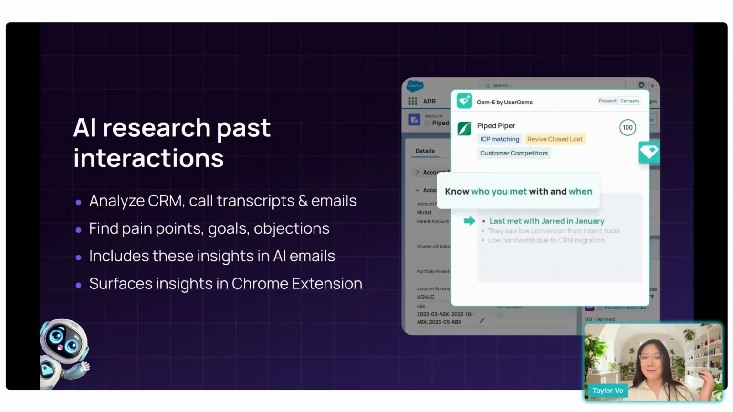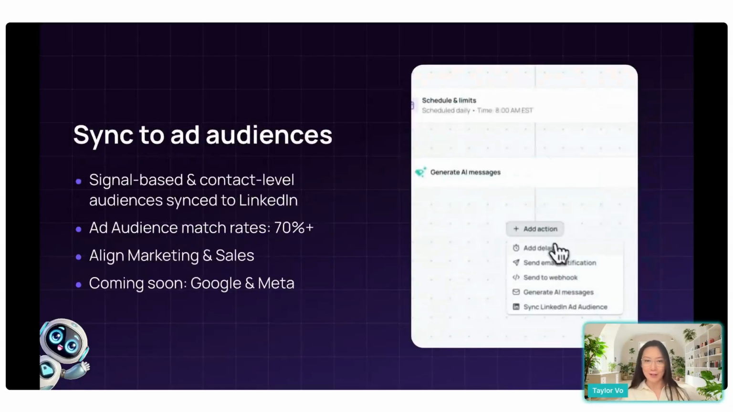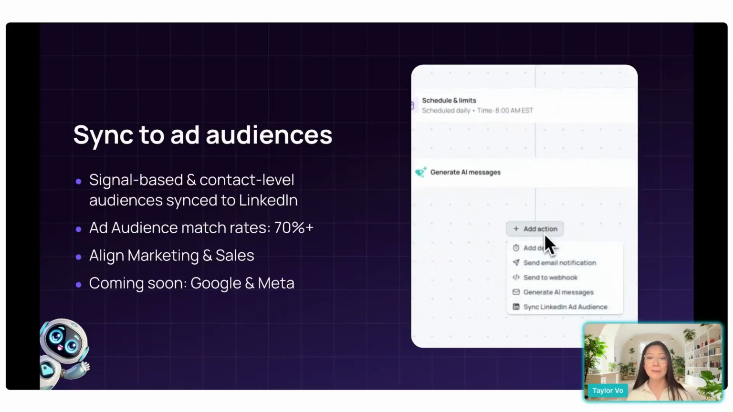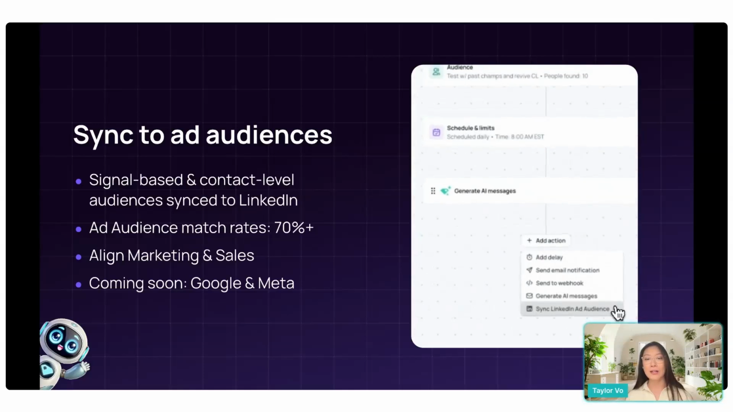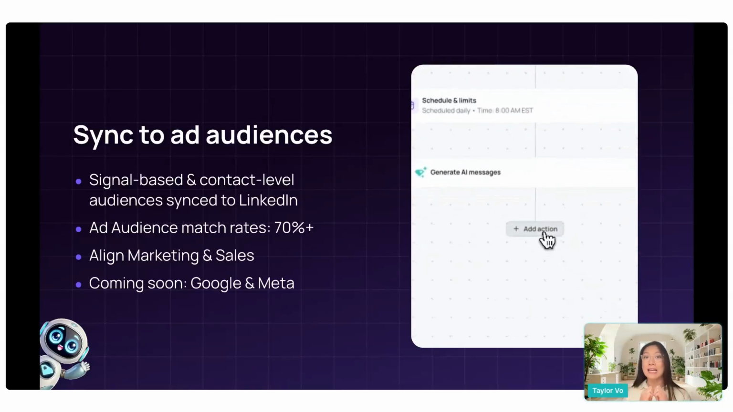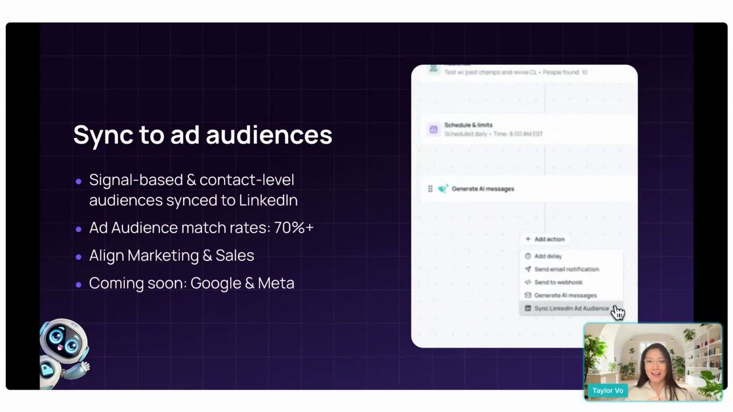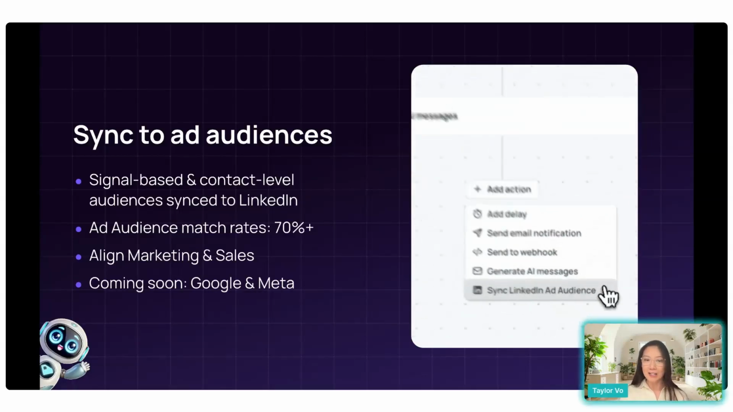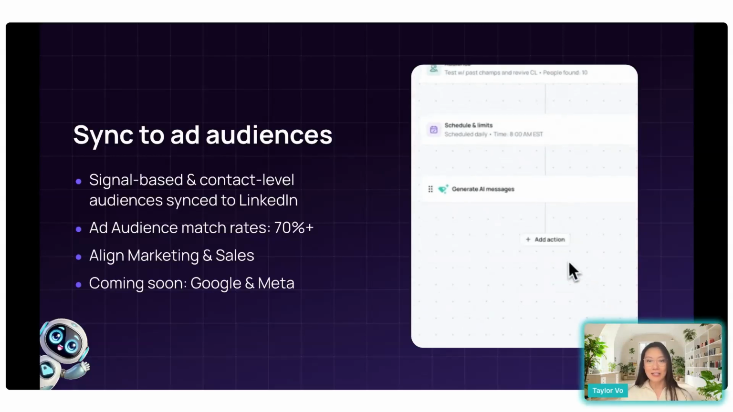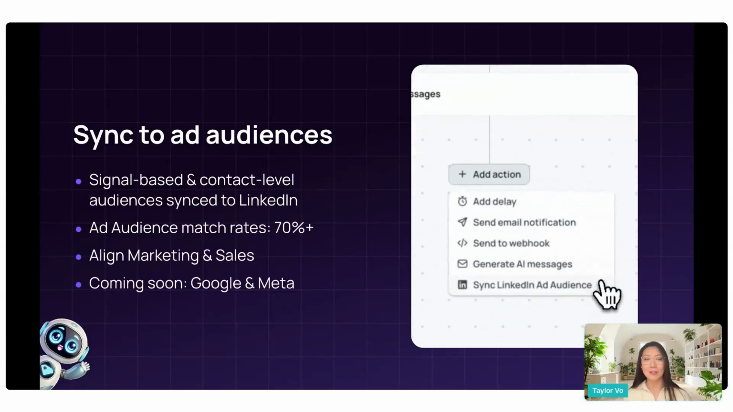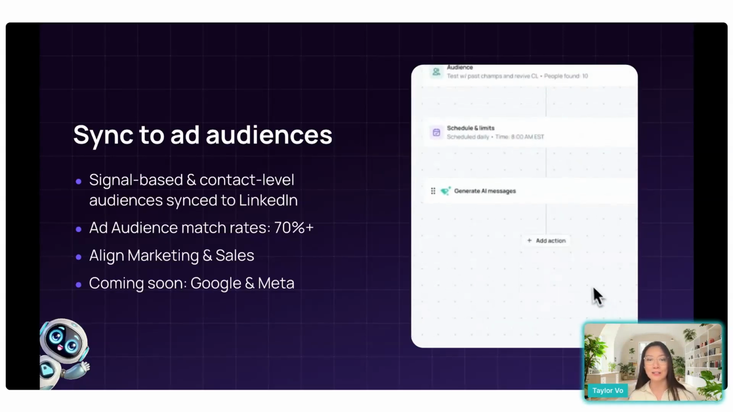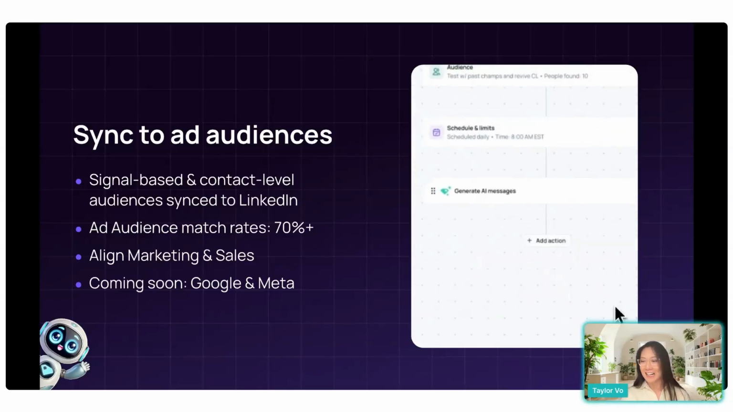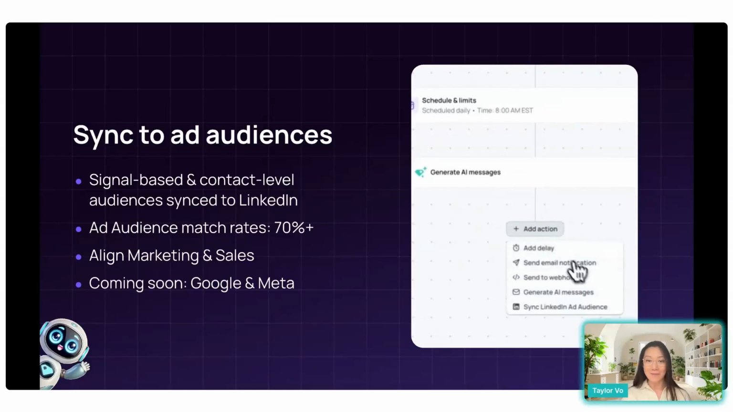Now, up until this point, everything that we've covered has been about finding the right buyers, prioritizing them, and activating sales. The final step is orchestration. And that's making sure that marketing and sales are going after the same audience at the same time. And that is where ad audiencing comes into play. Rather than creating broad, generic LinkedIn audiences, marketers can now build dynamic audiences directly from the same UserGems signals that are powering your sales motion.